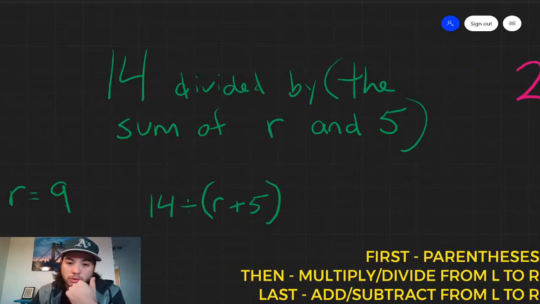And then using those order of operations, right? Parentheses first. Everything inside the parentheses comes first. That's why we're adding first. Then do your division.